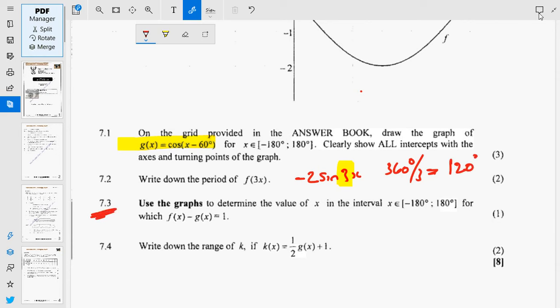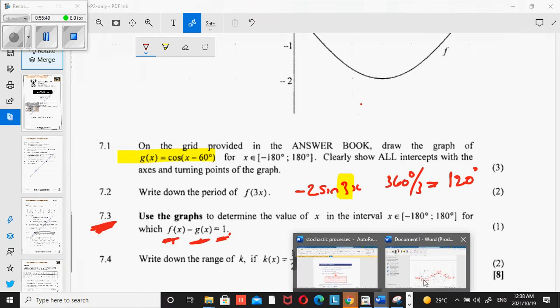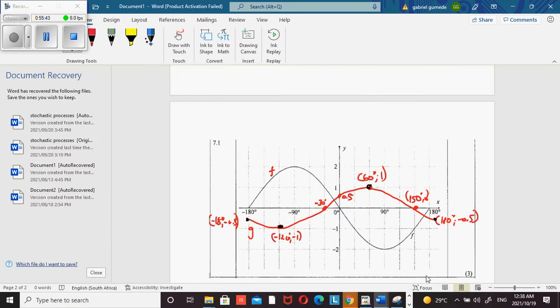Now 7.3 confused many, but it was not supposed to be a confusing question, because they say use the graphs to determine the value of x in the interval for which the graph of f minus the graph of g is equal to 1. So what does this mean? This means the y-coordinate of f minus the y-coordinate of g must be equal to 1. Well, let's go back to our graph and see. Now, remember, I'm subtracting g from f, which means f must be above.